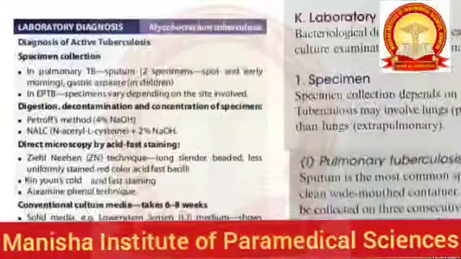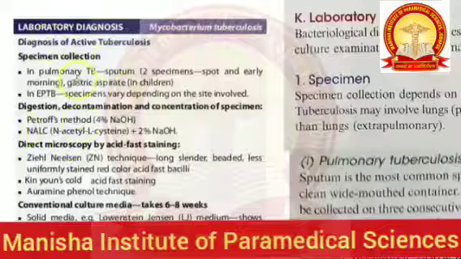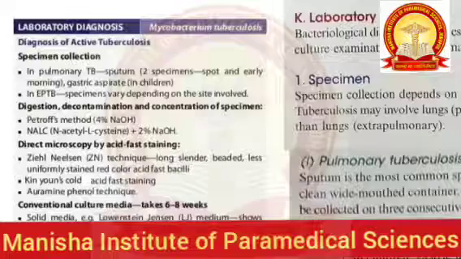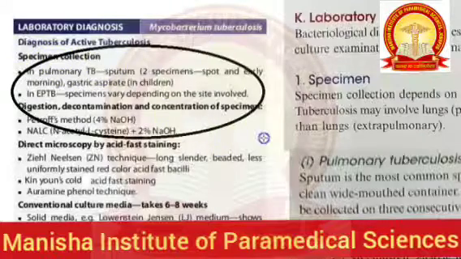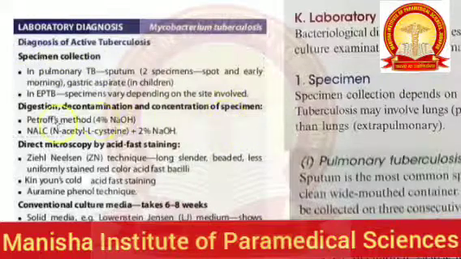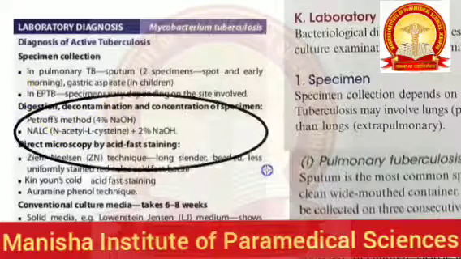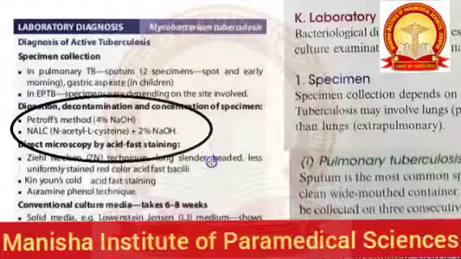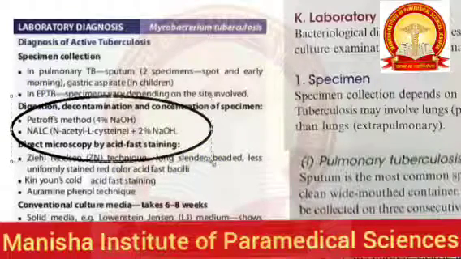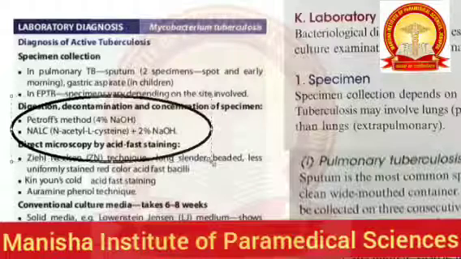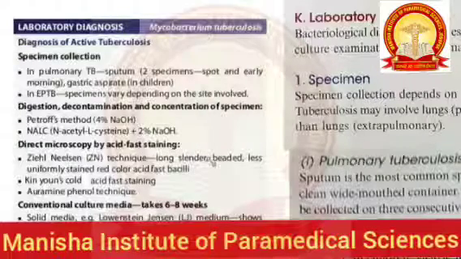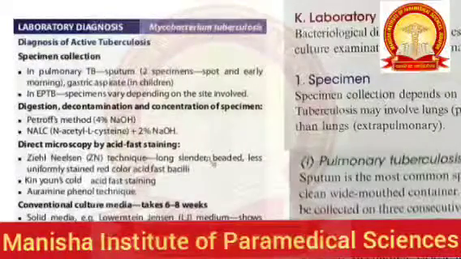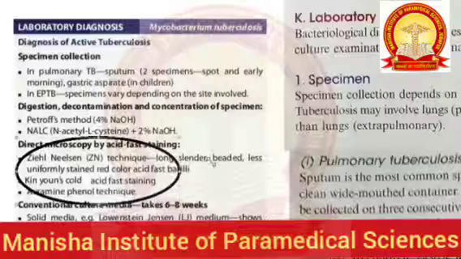Okay. Now let us revise what we have seen. Laboratory diagnosis of pulmonary tuberculosis. First we will collect the specimen, that will be sputum, 2 specimens. Then for digestion, decontamination and concentration, we will use the Petroff method and NALC, that is N-acetyl L-cysteine with 2% NaOH. Then you have direct microscopy, Ziehl-Neelsen technique.